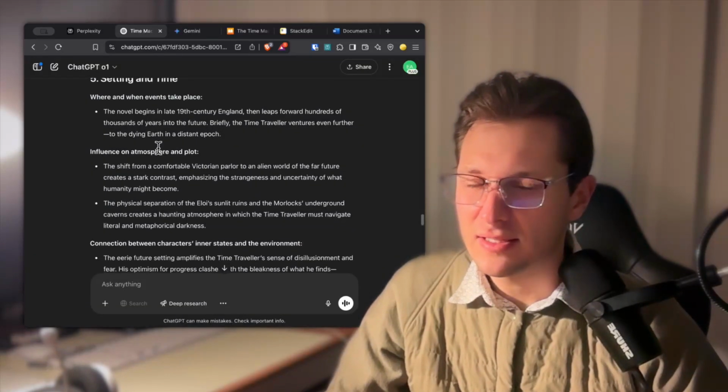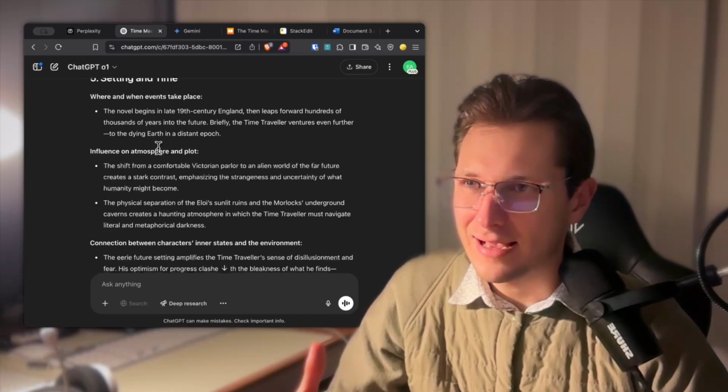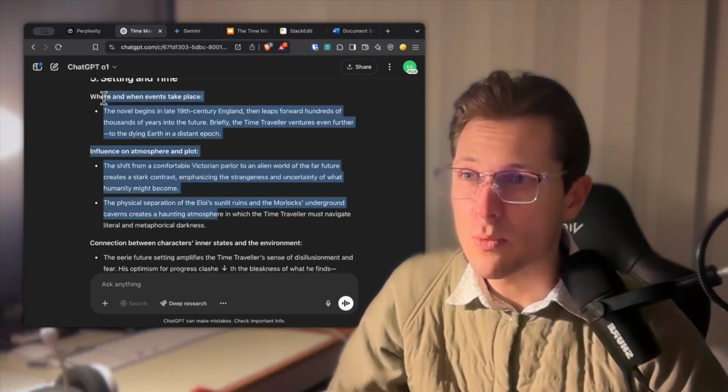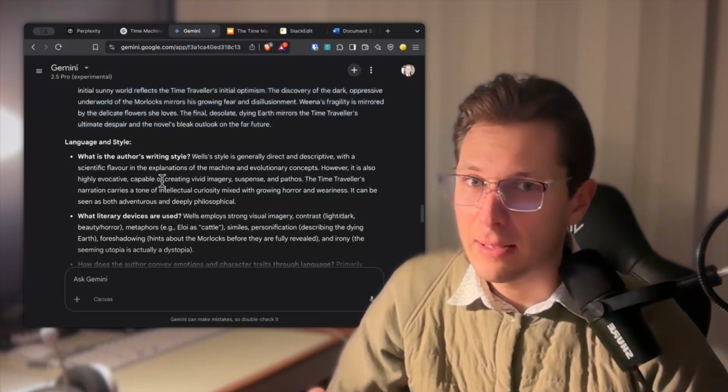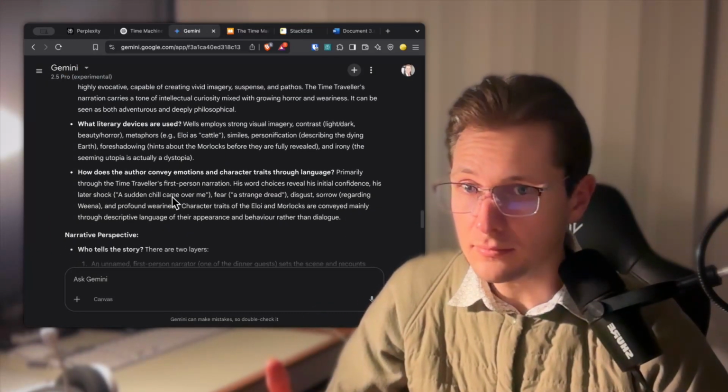ChatGPT sounds a little bit robotic, and it's quite clear that the response ChatGPT makes is written by AI, whereas with Google, it doesn't leave that kind of impression.